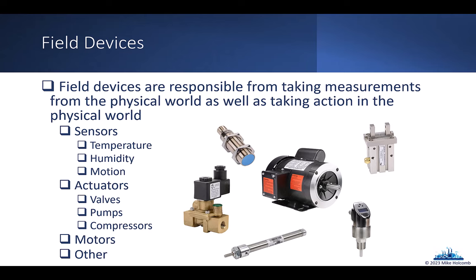There are different types of sensors, analog versus digital, and there are whole other conversations there. But for now, just understand we have sensors that we can use to bring information into a control system, like temperature, humidity, or maybe a motion sensor to detect if somebody's moving. And we have actuators, like valves, pumps, compressors, things that help us move systems and things out in the real world. We're going to come back and talk about some examples of those. And then things like motors, and the list goes on and on.